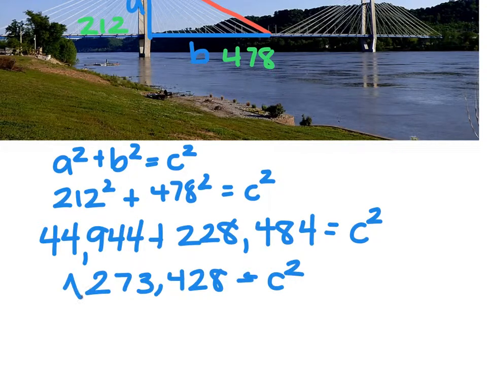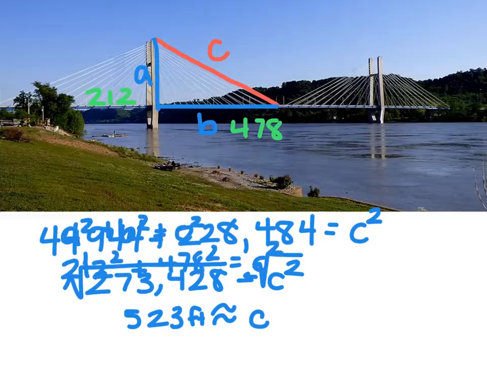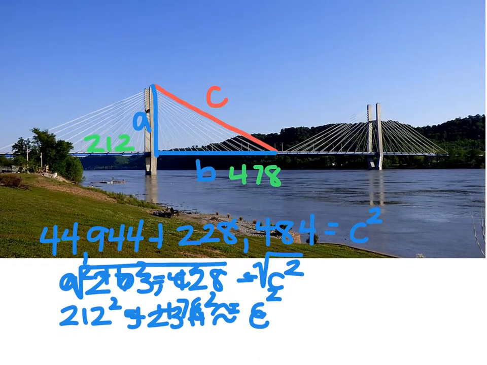Let's take the square root of each of those to solve for C. And that will give us approximately 523 feet. So the length of the cable is approximately, though not exactly because we don't have a perfect square here, but it is approximately 523 feet.